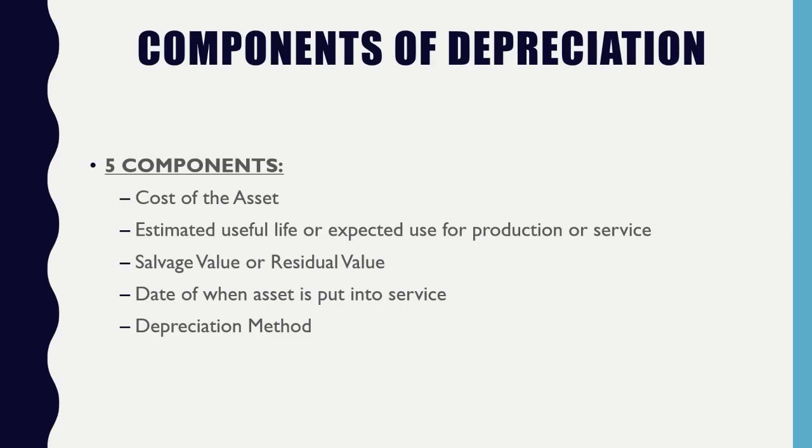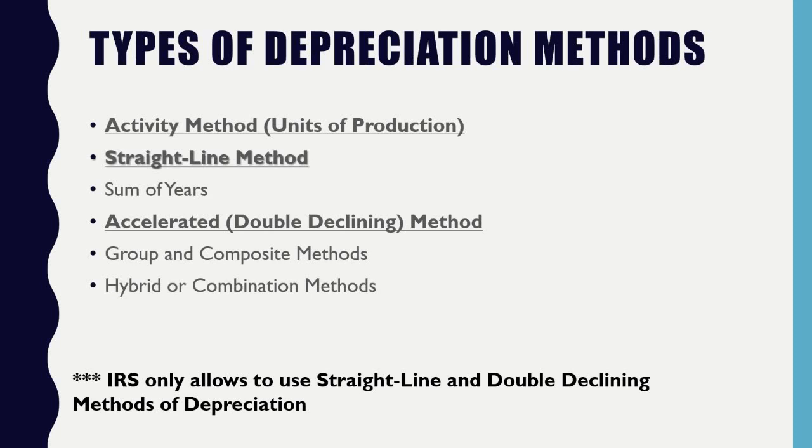So again, we talked about the 5 components that you need to have in order to even do depreciation. We're going to be given the cost of the asset. We're also going to be given the estimated useful life, as well as a salvage value or a residual value. The one factor we need to make sure of is that the date we placed it in service is very important. And then lastly, the depreciation method.